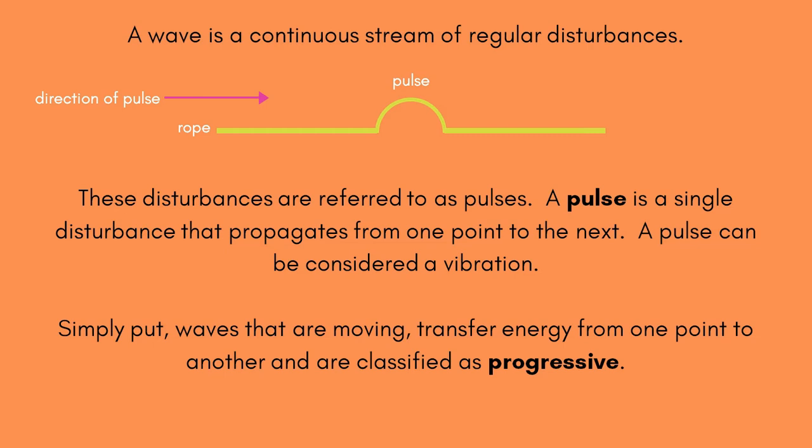These disturbances are referred to as pulses. A pulse is a single disturbance that propagates from one point to the next. A pulse can be considered a vibration. Simply put, waves that are moving transfer energy from one point to another and are classified as progressive.